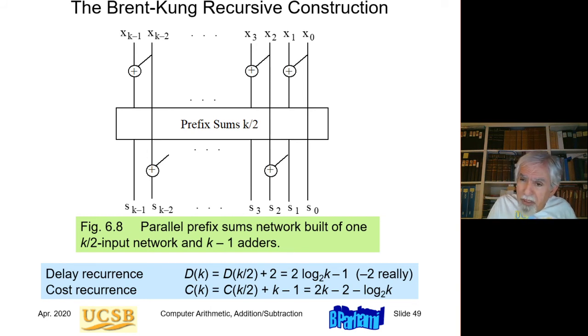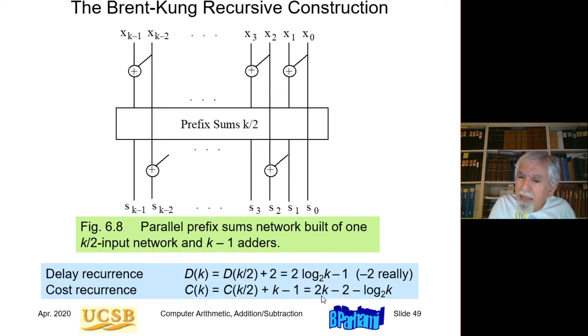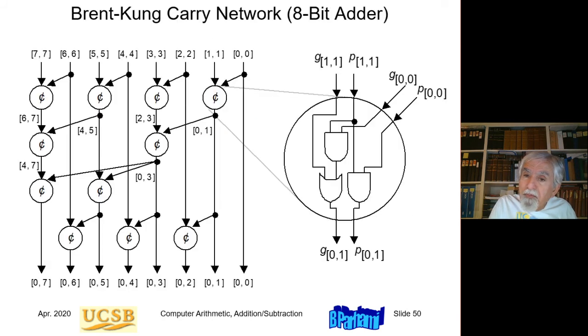But the previous design was not a real design anyway, because that fan-out problem made it not suitable for direct implementation. Okay, so Brent and Kung designed an adder that has both logarithmic latency and linear cost. So it's pretty efficient. So this is Brent-Kung carry network for an 8-bit adder.